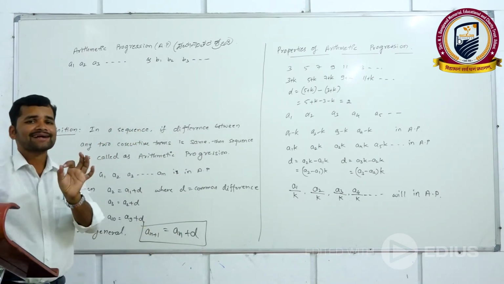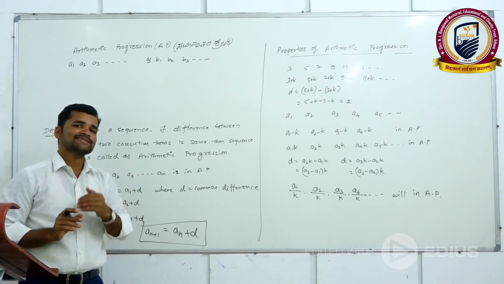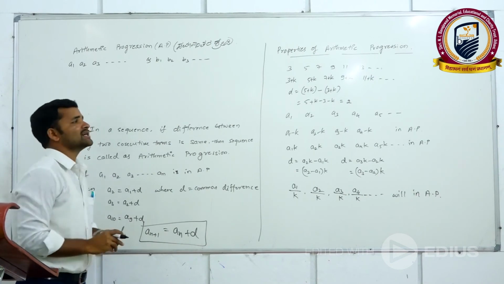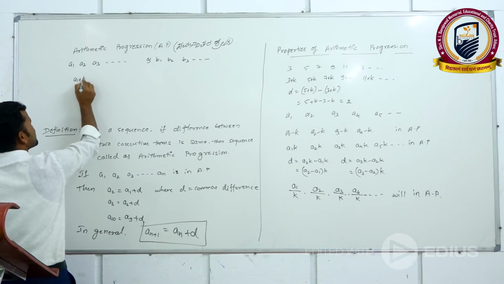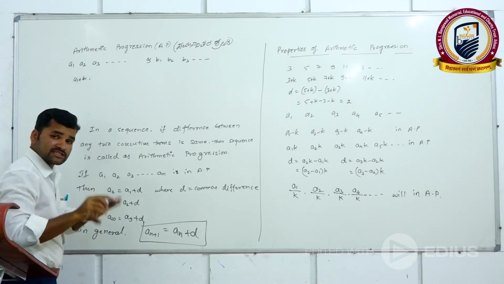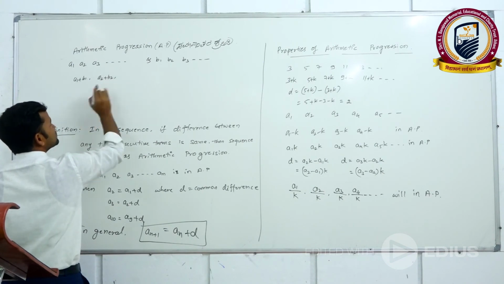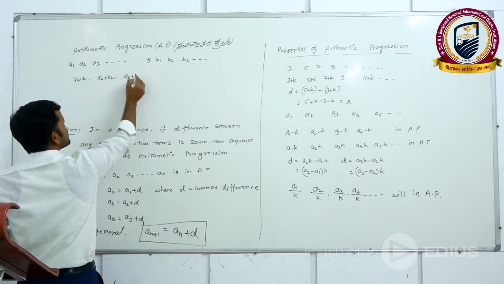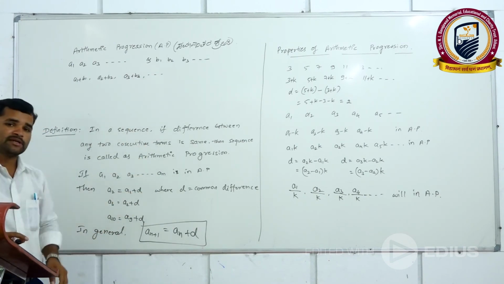If I add the corresponding terms of these two arithmetic progressions, the resulting sequence will it be in AP or not? Means add the corresponding terms. a1 plus b1, that will be the first term in the resulting sequence. a2 plus b2, a3 plus b3, and so on. Will it be in AP or not? Yes, it will be in AP.